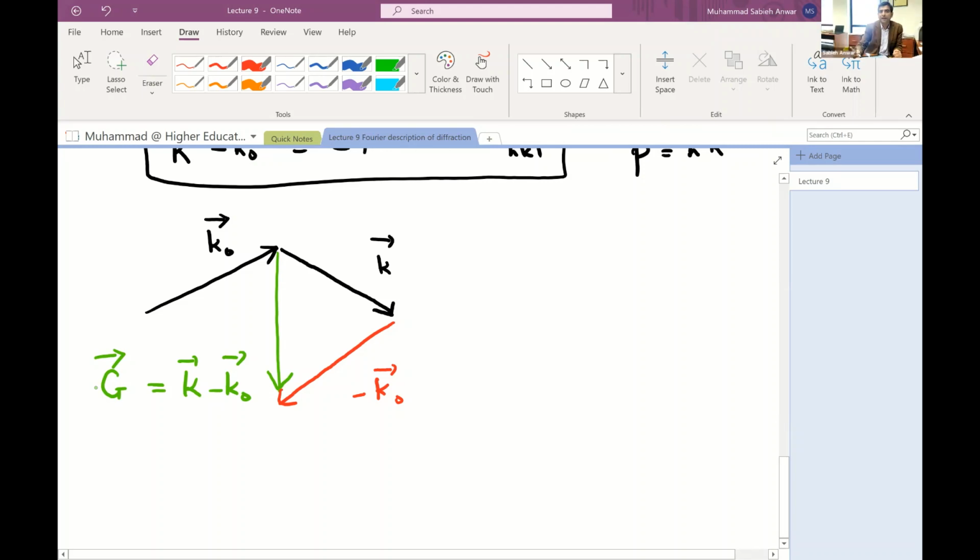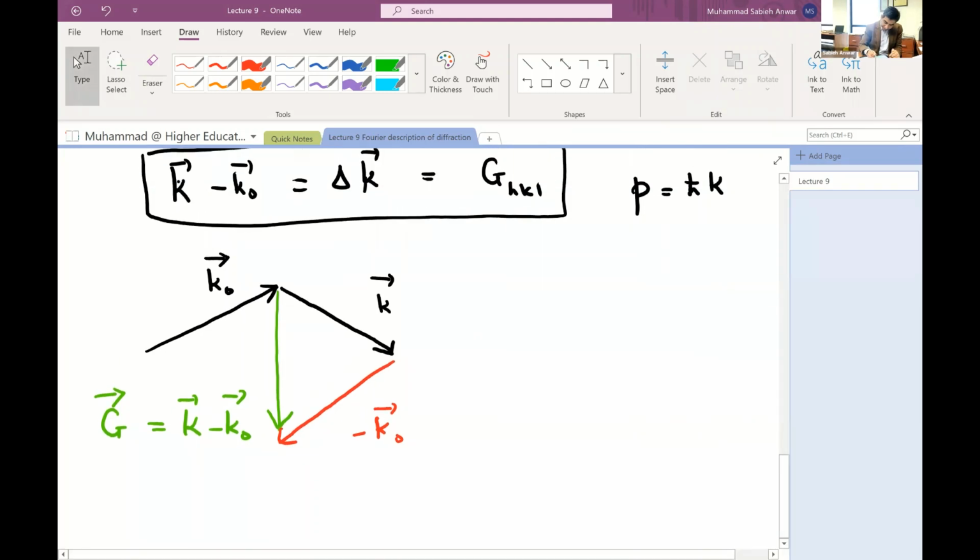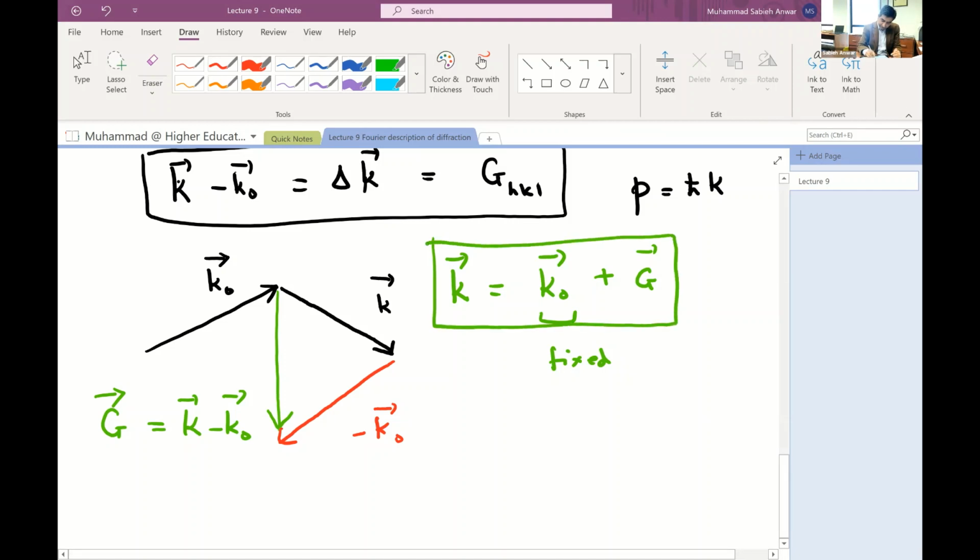So the orientation of K is fixed, is determined by the Bragg condition, which means that K must equal K naught plus G. So if K naught is fixed, which is determined by the direction of the incoming X-rays, then only those Ks are allowed which satisfy the equation that I've written here, which is nothing but the Bragg's law.